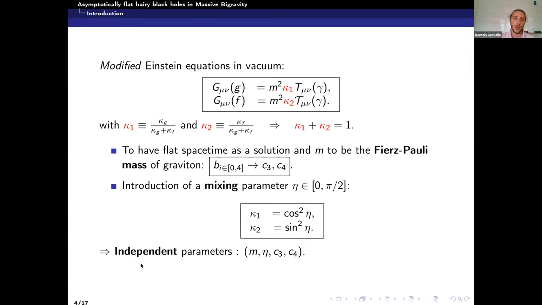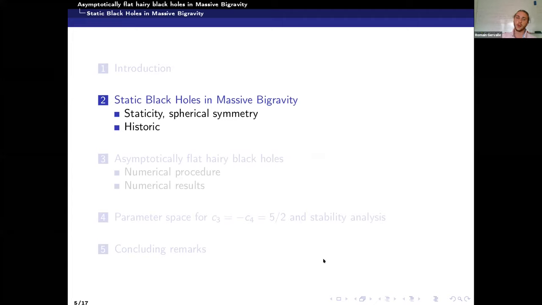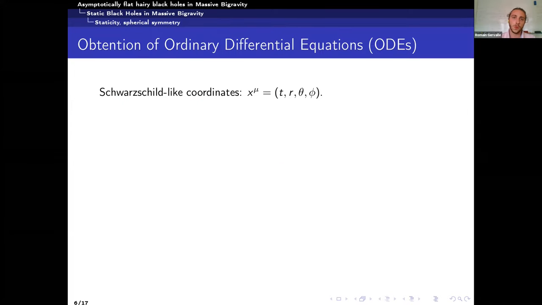At the end of the day, we have four independent parameters in our theories. So now I will focus on the static black holes in massive bigravity. And first, just a few words about the derivation of the ordinary differential equations. So we focus on the spherically symmetric case.